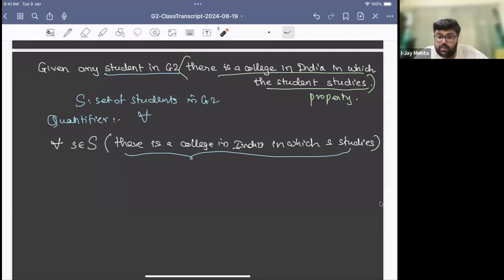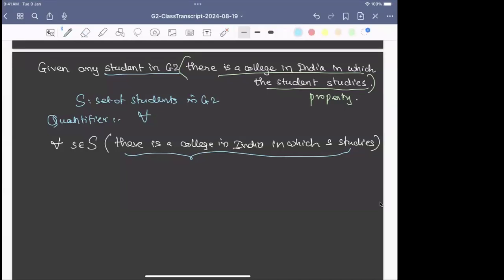Room number 7, Ashwini. Yes, sir. Yes, what is the context?